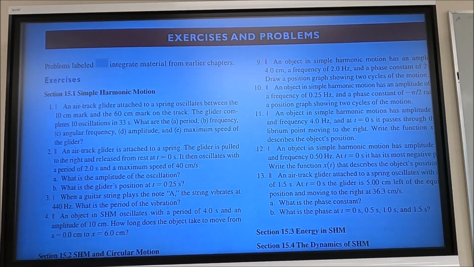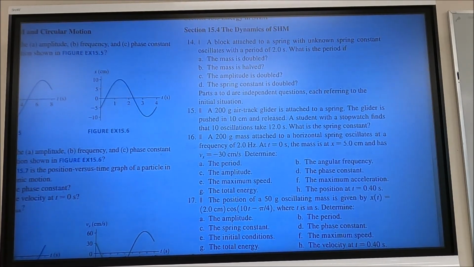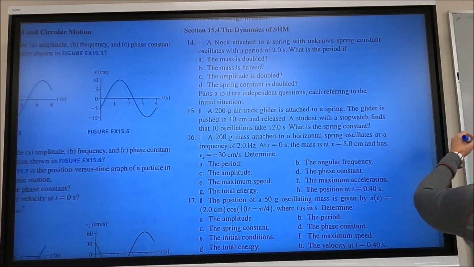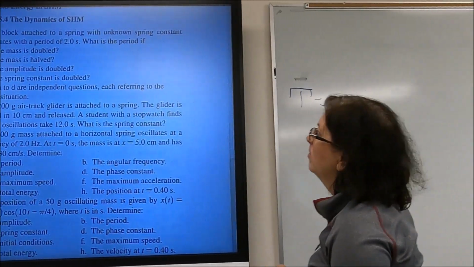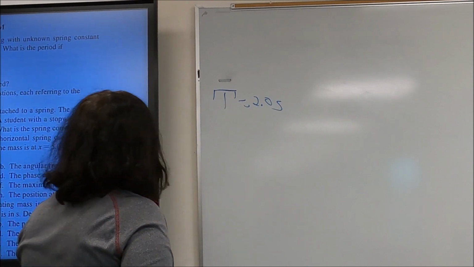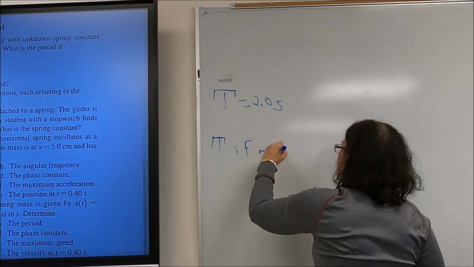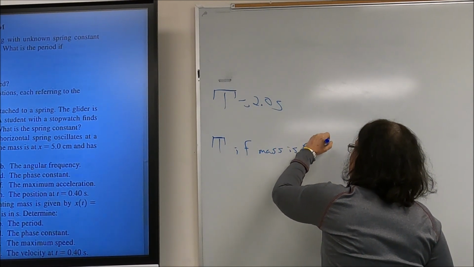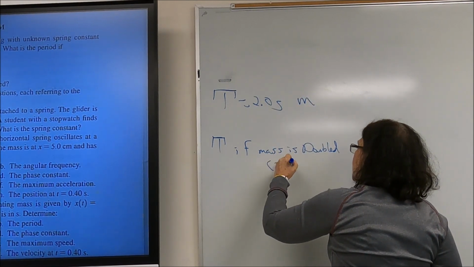So let's look at problem 14. It says a block attached to a spring of unknown spring constant oscillates with a period of 2 seconds. So I'm going to go ahead and write that down. T, the period, is 2 seconds. Okay? It says, what is the period if the mass is doubled? So this is mass m, and this is mass 2m.